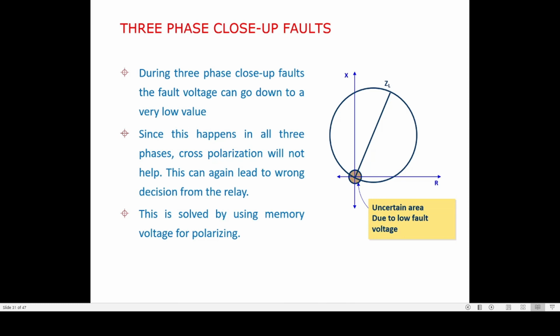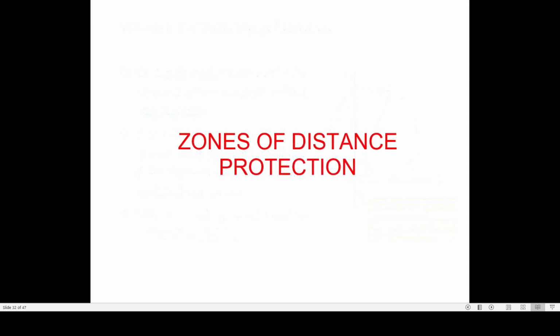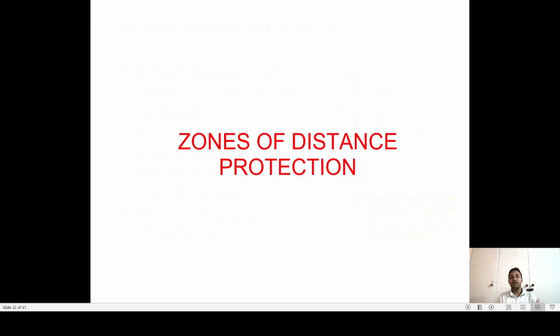Now, if you are closing the breaker on this closure fault, it might happen that this Mho type characteristic might detect the fault in the reverse direction, and it will not operate if it is set to operate only in the forward direction. So up to this point, we have understood what are the various types of characteristics.